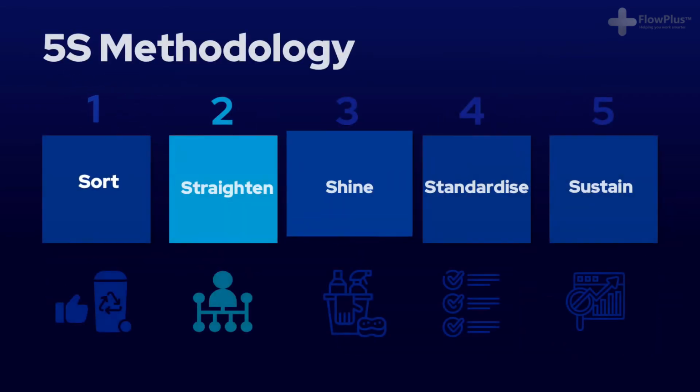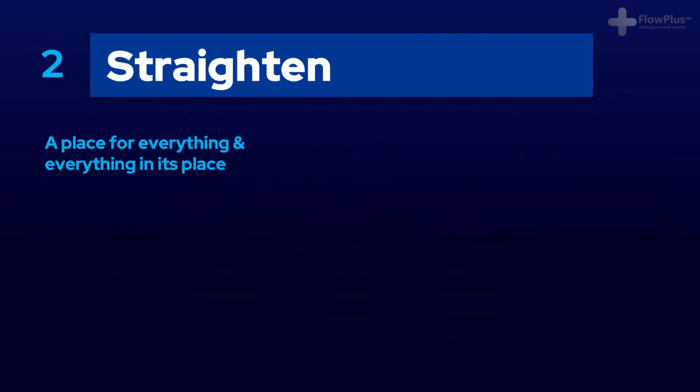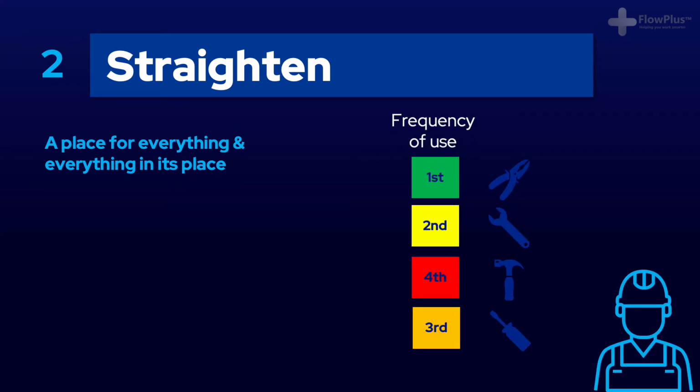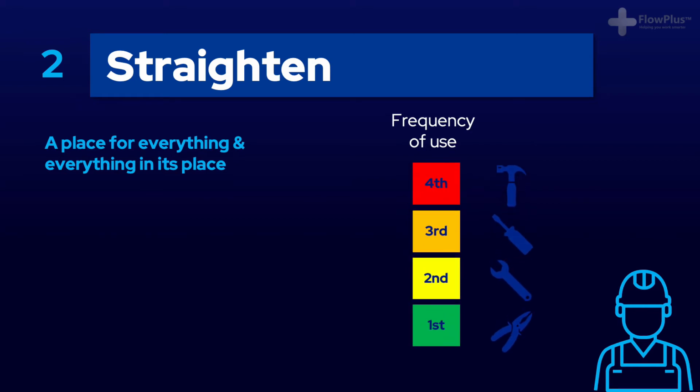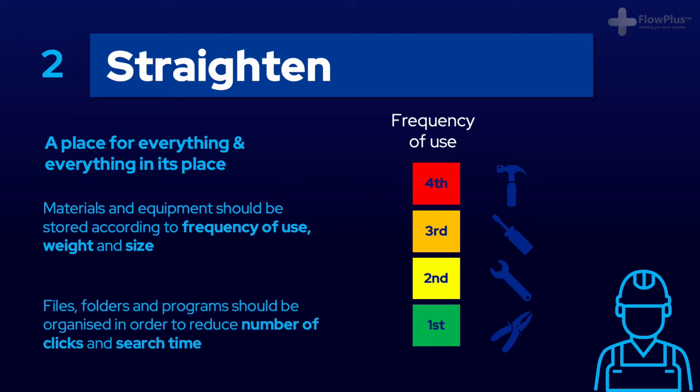The next S stands for straighten. This means allocating a place for everything and everything in its place. By mimicking the sequence of tasks, the order of equipment can be placed in the most suitable position to minimise searching and motion time. For example, if you were a builder applying 5S, this may mean arranging your tools based on frequency of use. The tools used most would be put inside your tool belt, i.e. the most ergonomical and fastest to collect locations, while the tools used the least would be placed in the less convenient positions, i.e. in the back of your van.